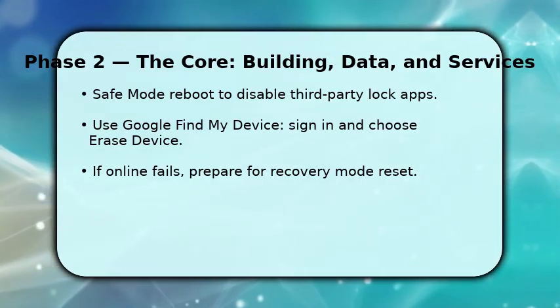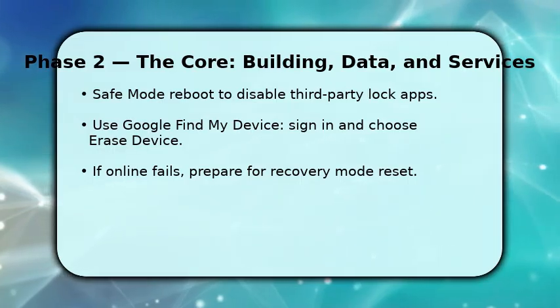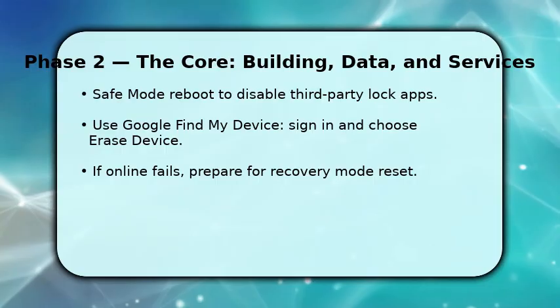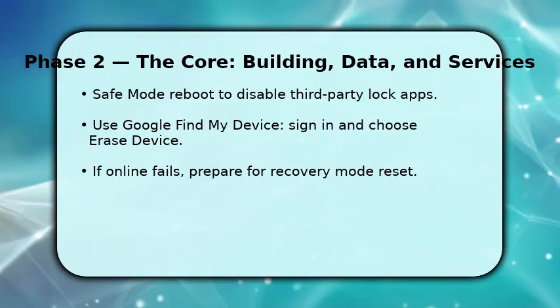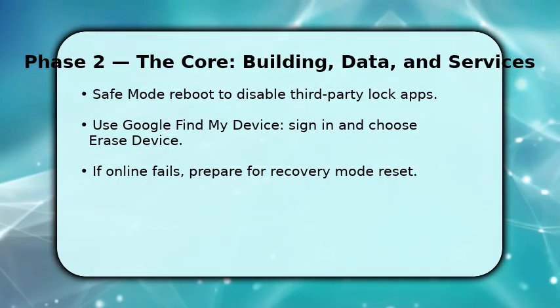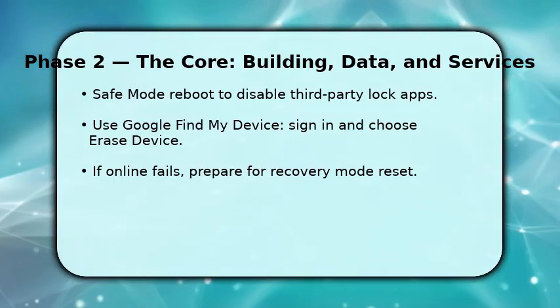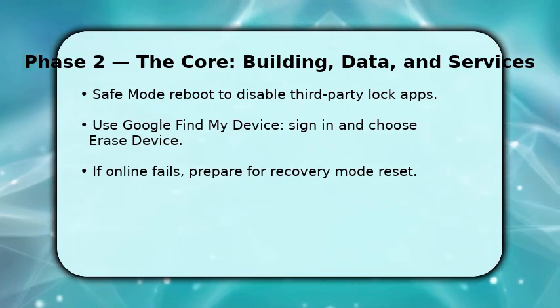If safe mode does not help, sign into Google Find My Device on a computer and select Erase Device to factory reset remotely. This wipes data, but removes the pattern. If Find My Device is unavailable, prepare to enter Xperia recovery mode using hardware keys for a manual factory reset. This is the reliable fallback.